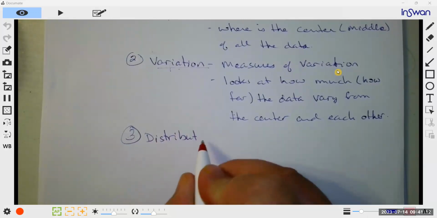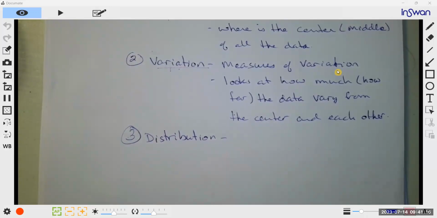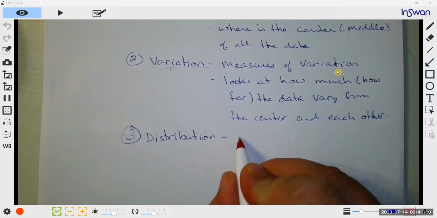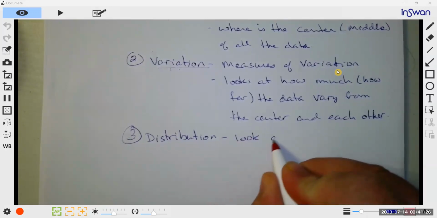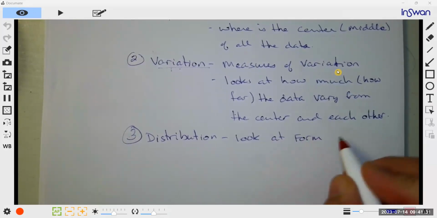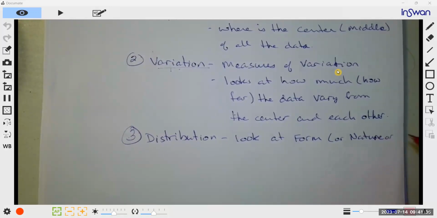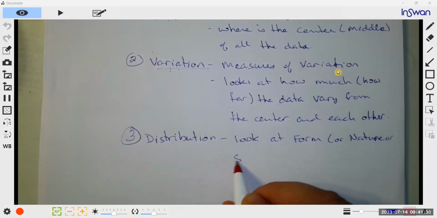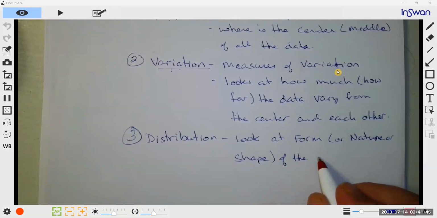The next one is the distribution of the data. What you can look at here is the form or nature or shape of the data spread.